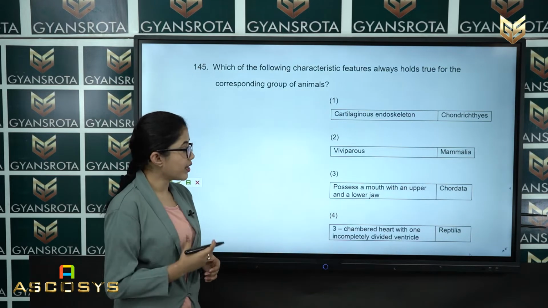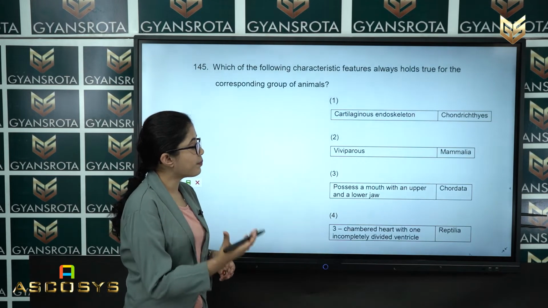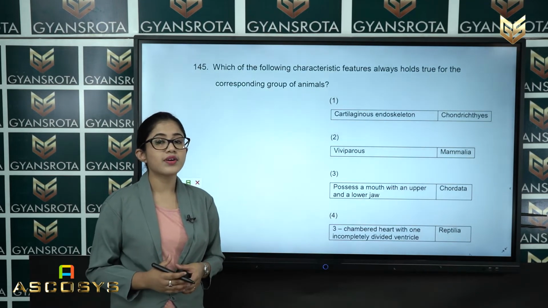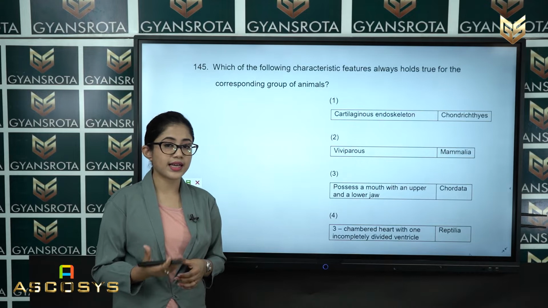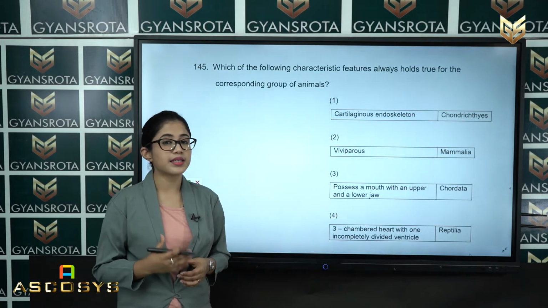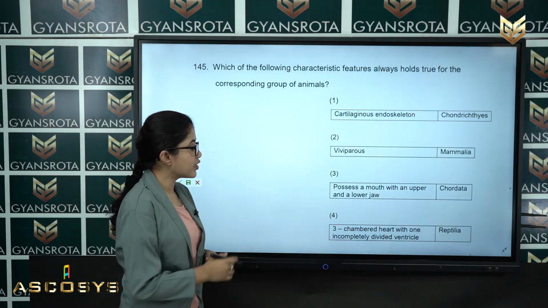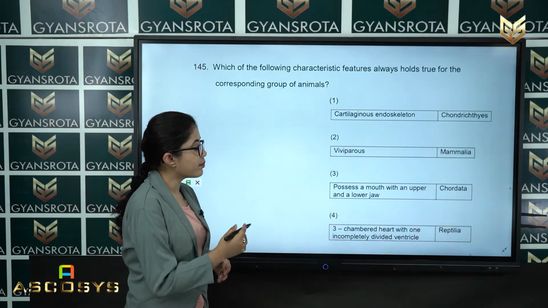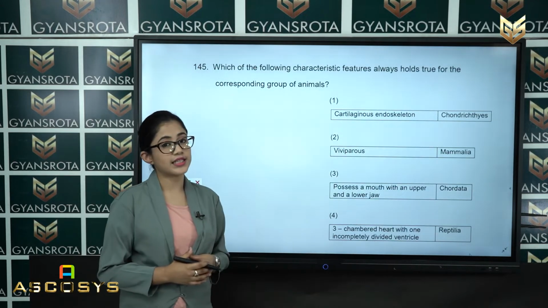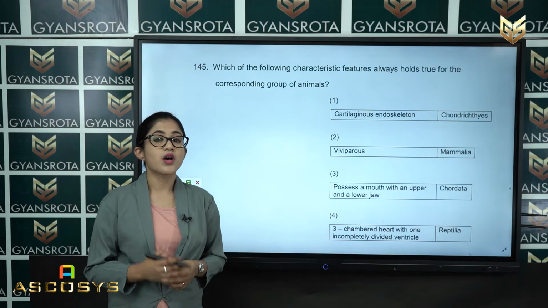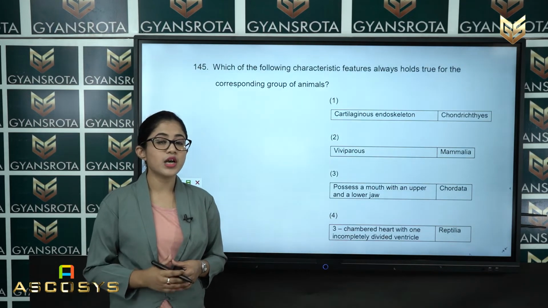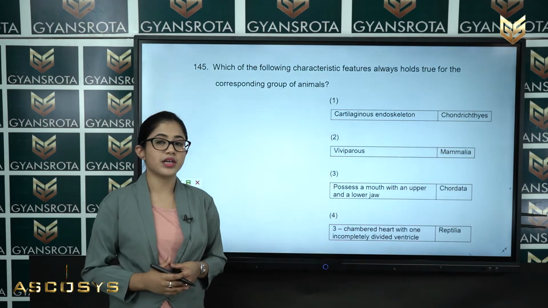Next, number 3, possess a mouth with an upper and a lower jaw, Chordata. Well, Chordata have Gnathostomata and Agnatha. We all know about this and we have learnt this in the chapter Animal Kingdom. And the last one is option number 4, three-chambered heart with one incompletely divided ventricle, that is of the Reptilia. Whereas this Reptilia has an order Crocodilia which are having a 4-chambered heart.